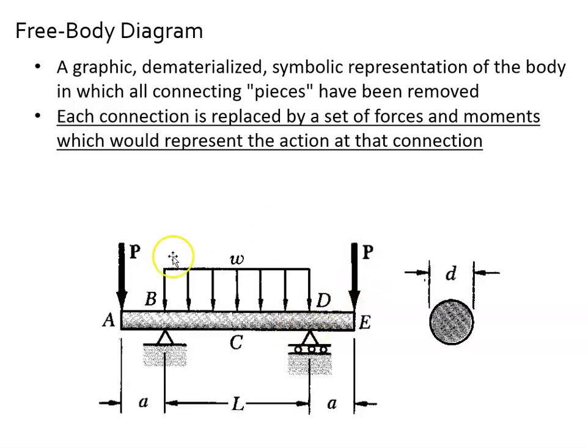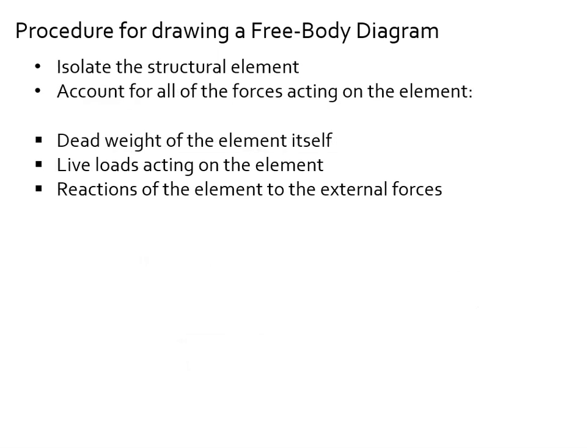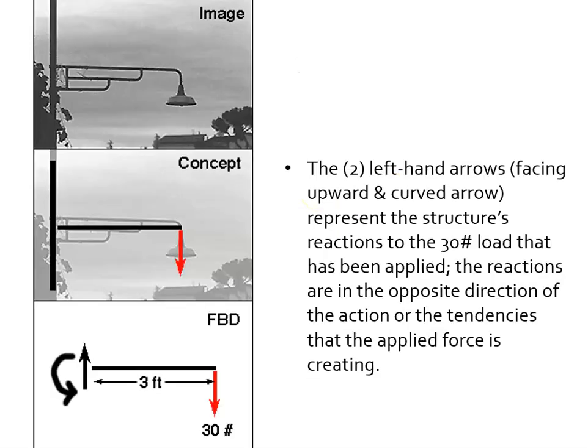So we have 3 loads, 2 point loads and a uniform load in that one. We're given the distance between the supports, that's important, and we're given the distance of the cantilevers, the distance A beyond the support. So we do want to begin to be able to read these pieces. All right, so we isolate the structural element. We account for all the forces acting on it. We have the dead weight of the element itself, which we have not talked about yet, we will shortly, and live loads acting on the element, and then reactions at the external forces. Those are all the pieces that make this up.